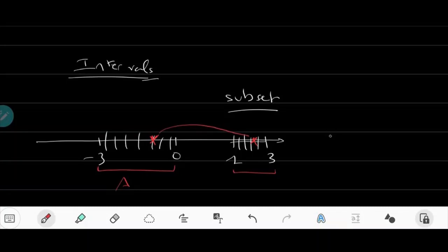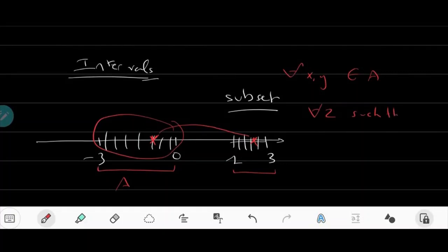But if I take, for example, all the numbers between -3 and 0 only, this is an interval because any two numbers that you choose between -3 and 0, let's say -2 and -1, if you take a number between them, it will be in A. Okay, so an interval is a part of R such that for all x, y in this A, any z you choose such that z is between x and y, then z will be in A.